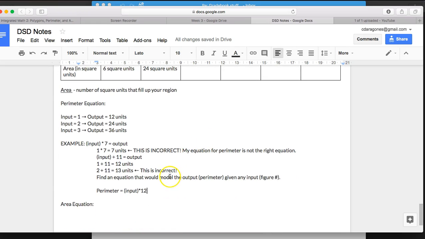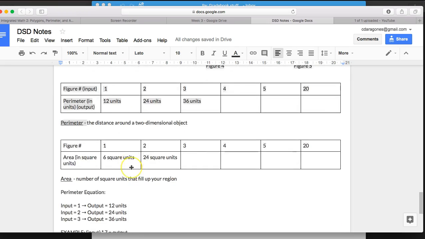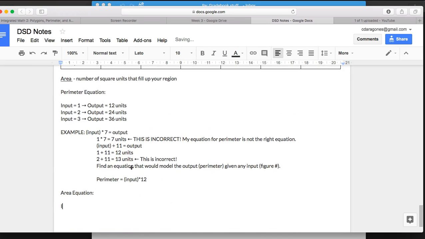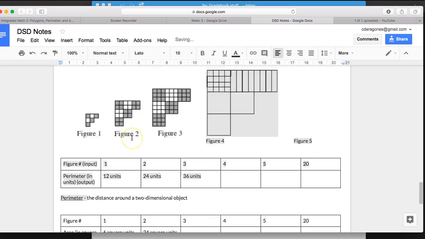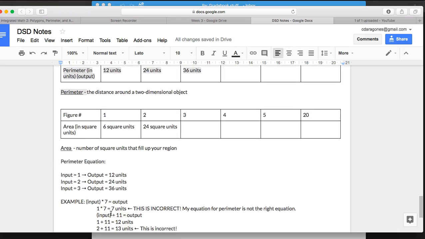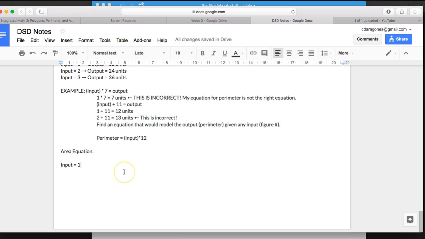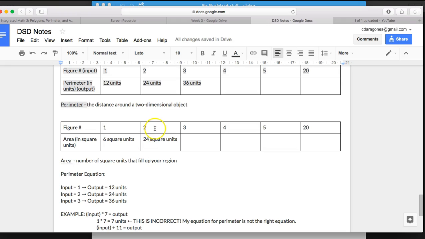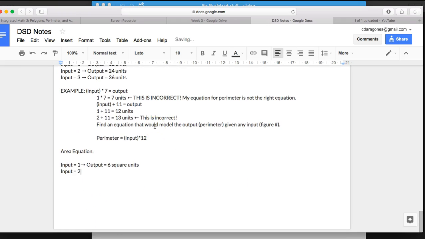Okay, now you're going to do the same thing, but for your area. So given the input, which is your figure number, so let's say my input is 1, what is the area of your figure? Here in my table, I noticed that for input 1, my output is 6 square units. And then when my input is 2, it becomes 24 square units.